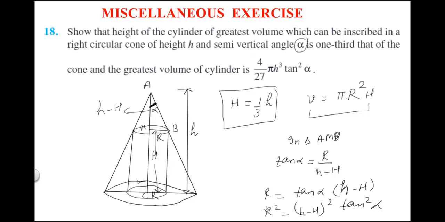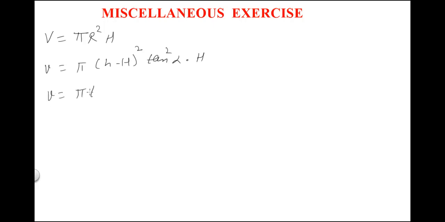So I can place the value of R square in the volume. What will we get? The volume is pi R square H. So the volume will be equal to pi, tan square alpha, small h minus capital H whole square, into capital H. So V is equal to pi tan square alpha times that. These are the given quantities, these are constants.